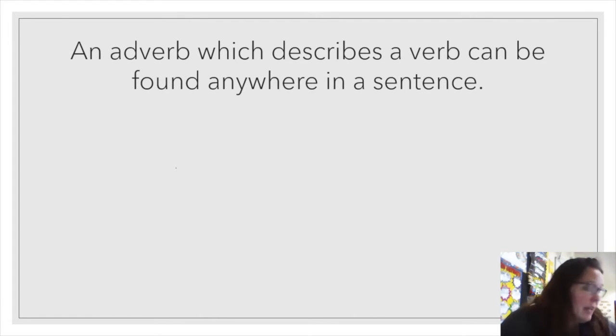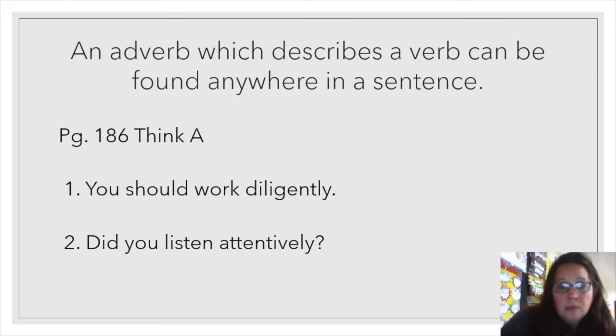So let's look at your first one, page 186, Think A, and it says, underline each verb 2 times, then circle the adverb and draw an arrow from the adverb to the verbs. If the verb has a helping verb, draw an arrow to each part of the verb. Now, sometimes there's going to be multiple arrows. As I was looking through your papers from last week in the adjectives, I didn't see the multiple arrows. So we're going to show you that today. Let's go ahead and look at number 1.